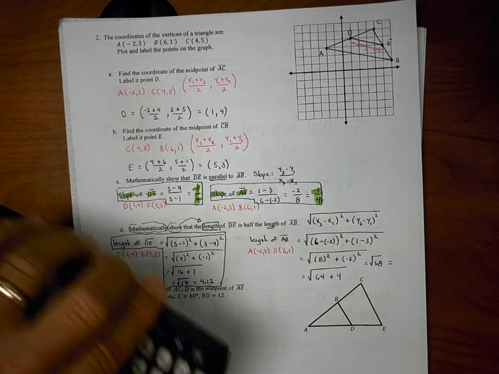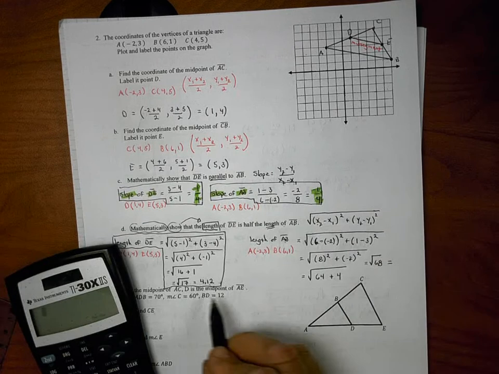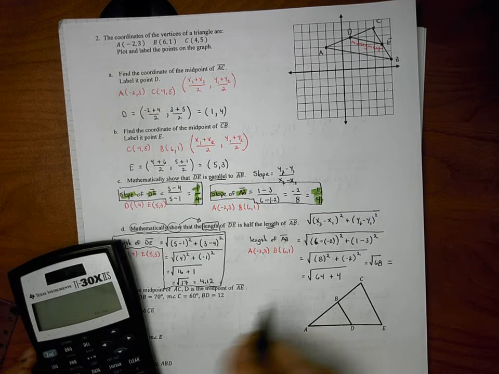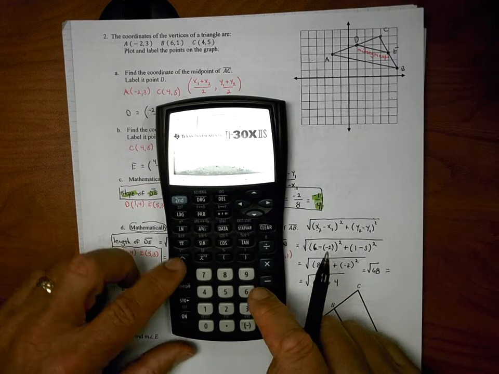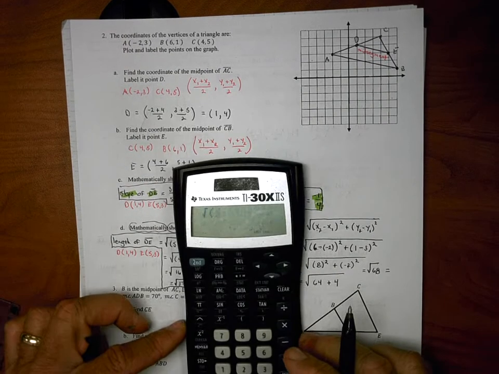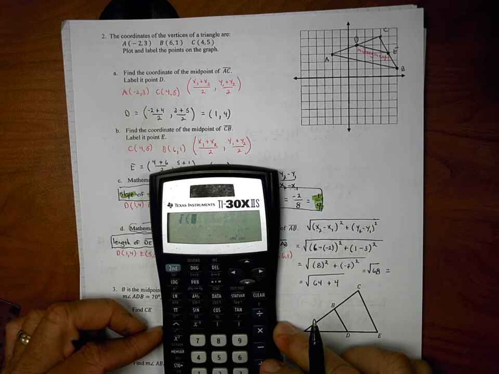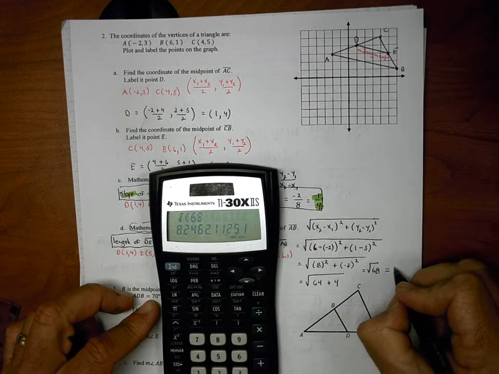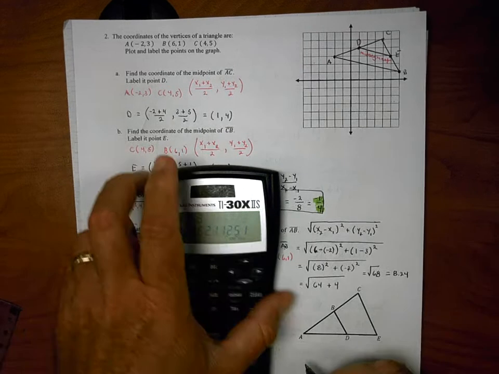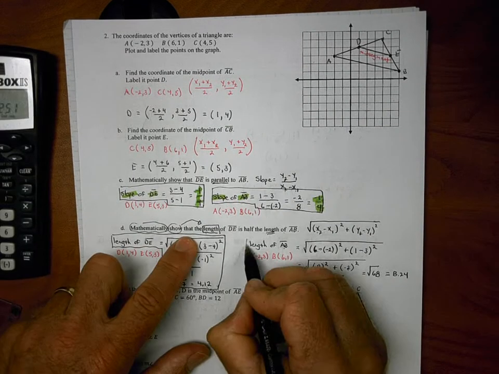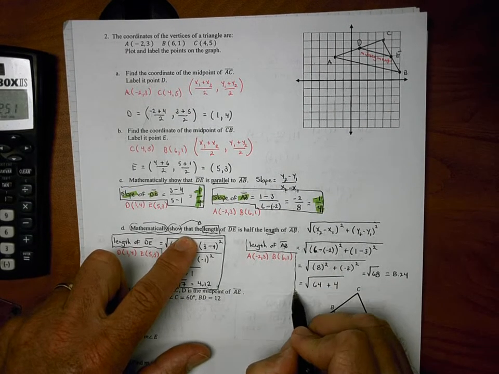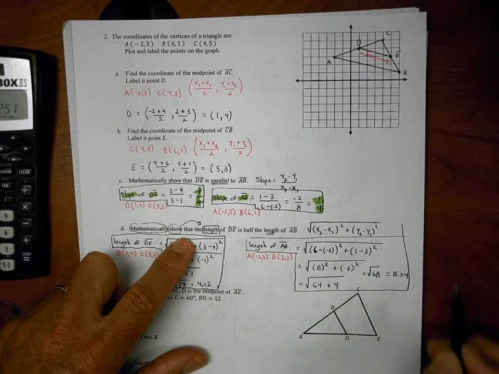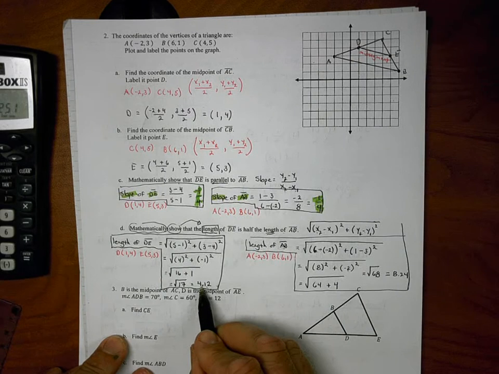Now remember, hopefully whatever that is going to be right around 8.24. That number is going to be half of that. So let's see if we get it. The square root, make sure you can see it, of 68. Boom, 8.24. All right, I did it right. So I just mathematically showed that the length of D to E is half of the length of A to B. 8.24, 4.12 is half of 8.24.